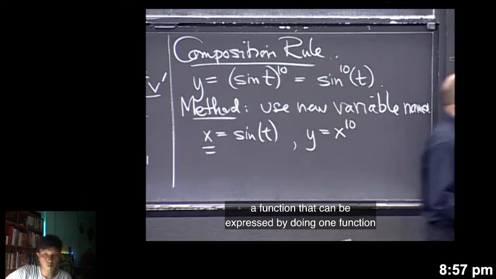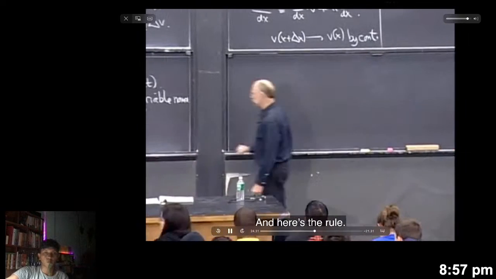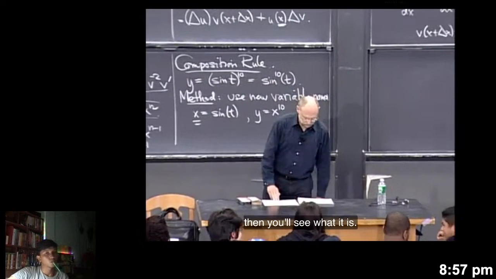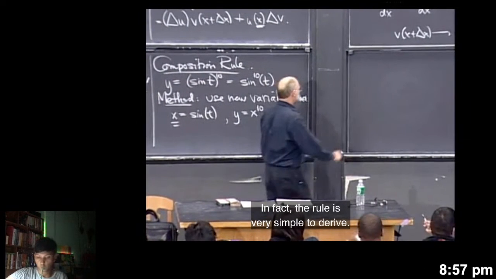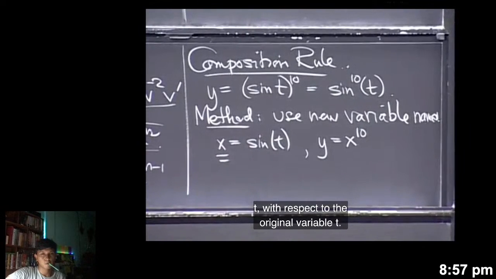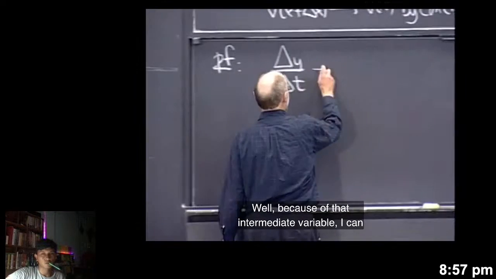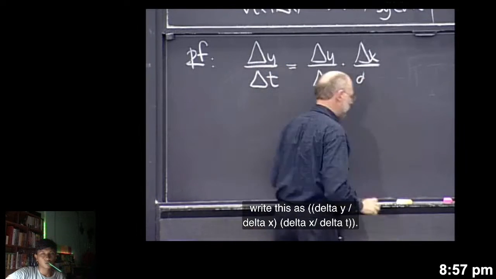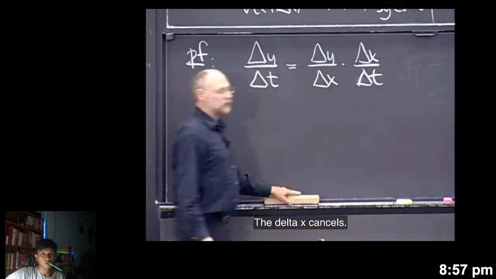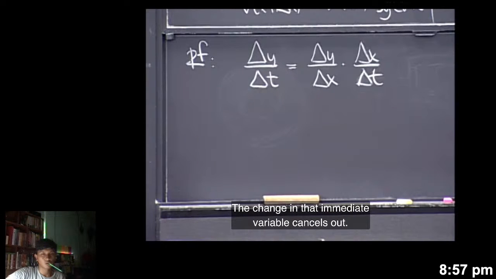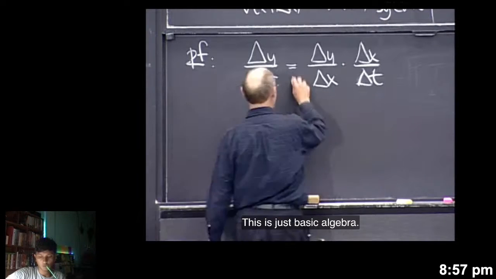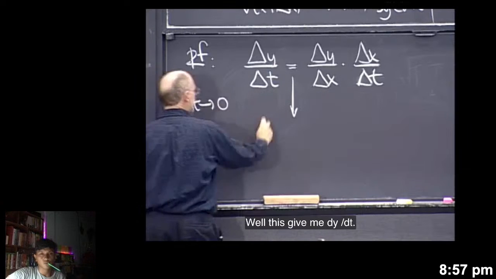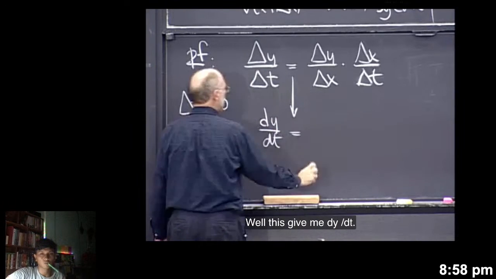And here's the rule. Well, maybe I'll actually derive this rule first, and then you'll see what it is. In fact, the rule is very simple to derive with respect to t, the original variable. Because of that intermediate variable, I can write this as delta y divided by delta x times delta x divided by delta t. It cancels, right? The delta x cancels. The change in that intermediate variable cancels out. This is just basic algebra. What happens when I let delta t get small? Well, this gives me dy/dt. And on the right-hand side, I get dy/dx times dx/dt.